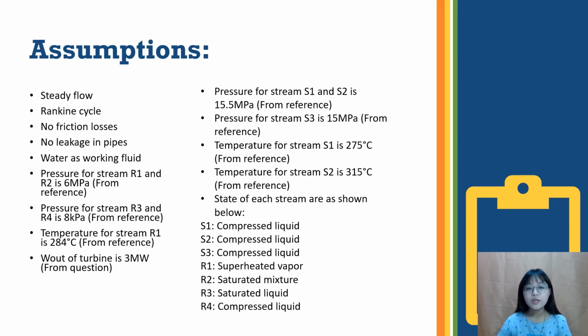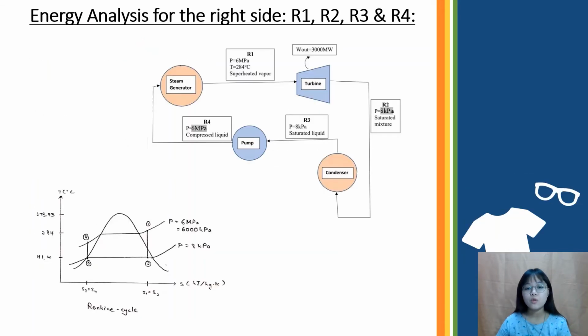Hi guys, I'm Joyce and I'm going to explain about the power generated by the PWR in our nuclear power plant. These are the assumptions used in our calculation. We will do the calculation of the right side and left side separately. For the right side, this is its schematic diagram, and this is the TS diagram of the Rankine cycle for the right side.